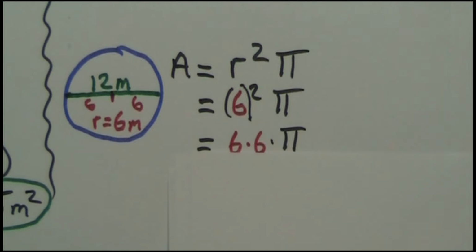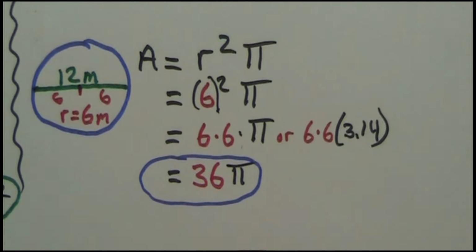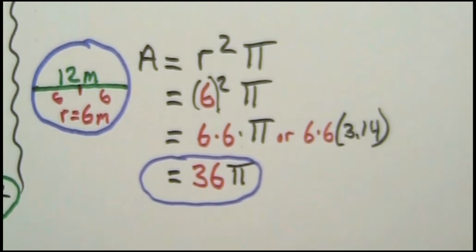And 6 squared is 6 times 6. Well, that would just be 36. 36 pi would be the exact answer. So to calculate the approximate, 6 times 6 times 3.14, I get 113.04.